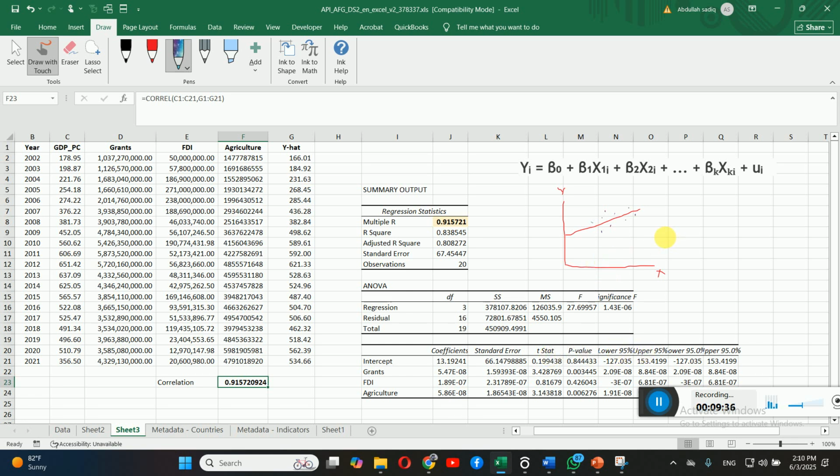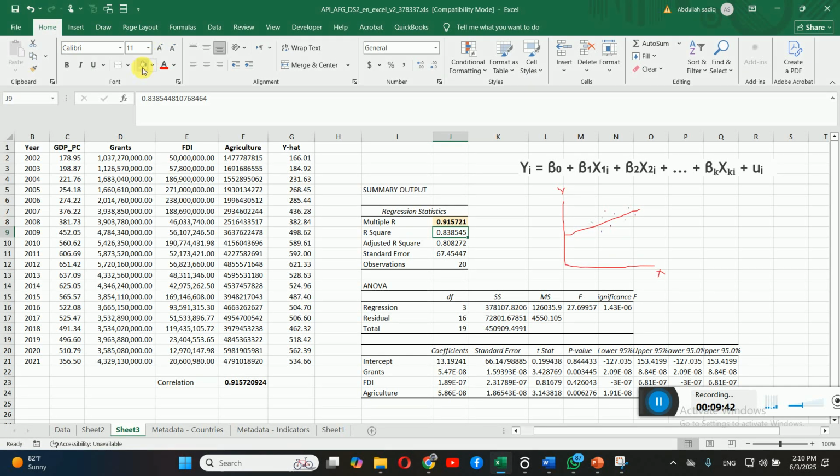Okay, hopefully this concept is clear. Now the second value, dear students, is R square. Okay, what is meant by R square?